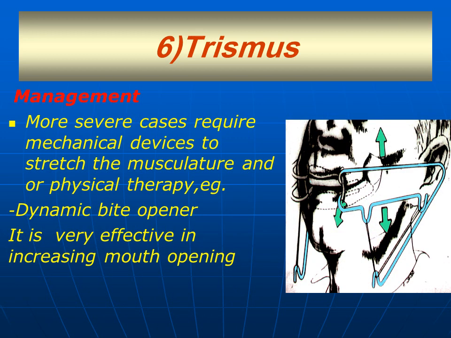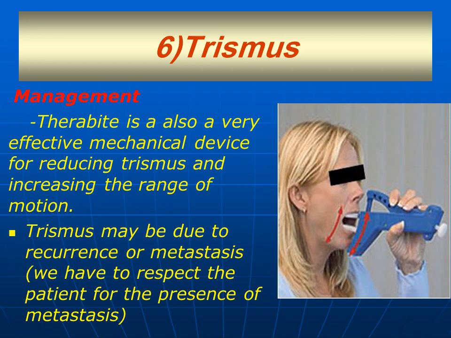Management of more severe cases may require mechanical devices to stretch the musculature and or physical therapy. For example, the dynamic bite opener, which is very effective in increasing mouth opening. The Therabite is also a very effective mechanical device for reducing trismus and increasing the range of motion. However, you should keep in mind that trismus may be due to recurrence or metastasis, and we have to examine the patient for the presence of any metastasis.